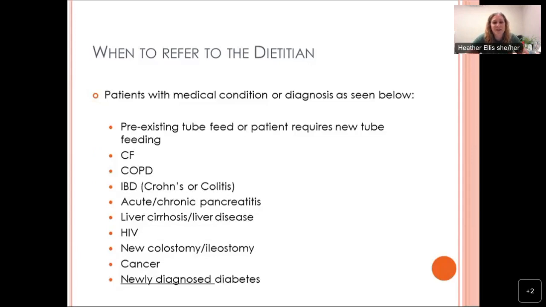We also see patients with medical conditions, or we diagnose as seen below, so pre-existing tube feeds, or patients that require new tubes. So this could be a nasogastric tube, or the patient might be requiring during their admission a new percutaneous tube for long-term feeding as well. Anyone with cystic fibrosis, COPD, IBD, so either Crohn's or ulcerative colitis, acute or chronic pancreatitis, liver cirrhosis or any type of liver disease, HIV, new colostomies or ileostomies, cancer, and newly diagnosed diabetes.